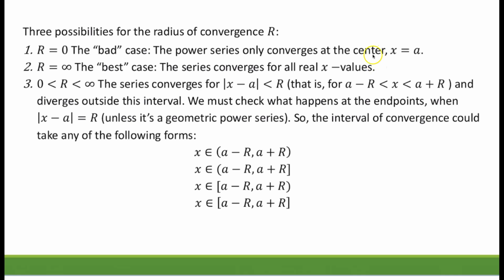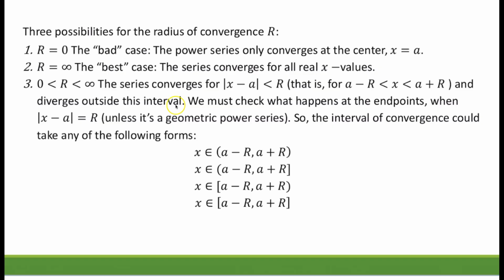But more often than not, in a lot of our examples, it's going to fall somewhere in the middle. The value of r is going to be some number that's bigger than 0 but less than infinity, some finite number that's not 0. And if that happens, then the series converges for the absolute value of x minus a is less than r. And that turns into this inequality where it's all x values between a minus r and a plus r. And then it's going to diverge outside of this interval.